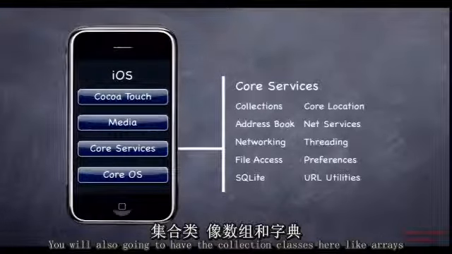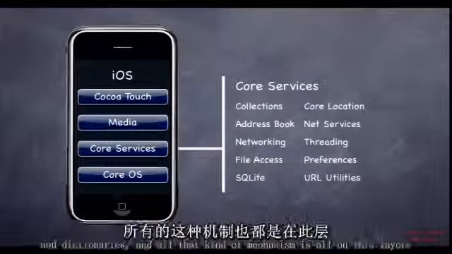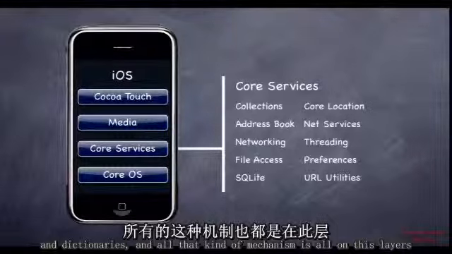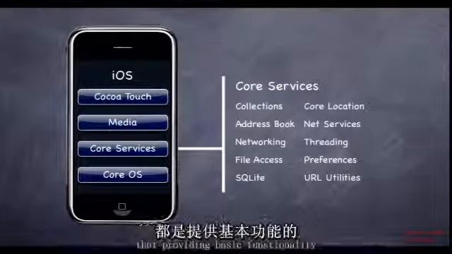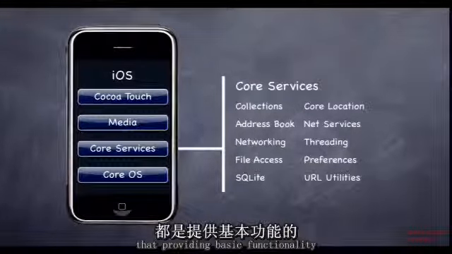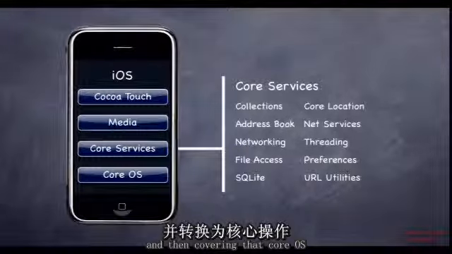You're also going to have the collection classes here, like arrays and dictionaries, and all that kind of mechanism is all in this layer. So you can think of this as a mostly object-oriented layer that's providing basic functionality and then covering that core OS.